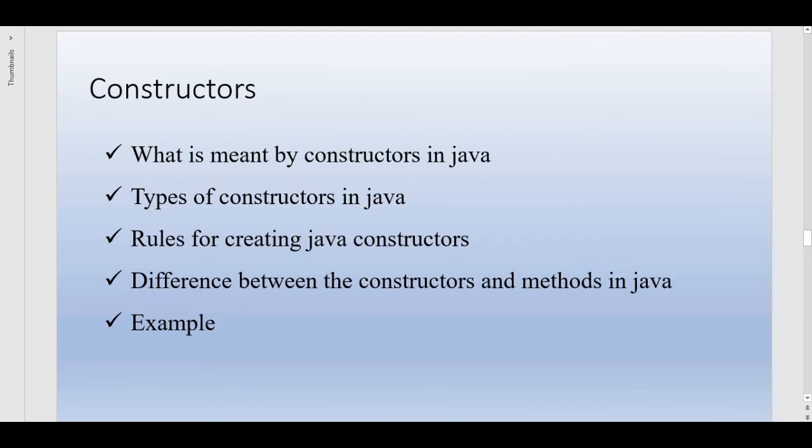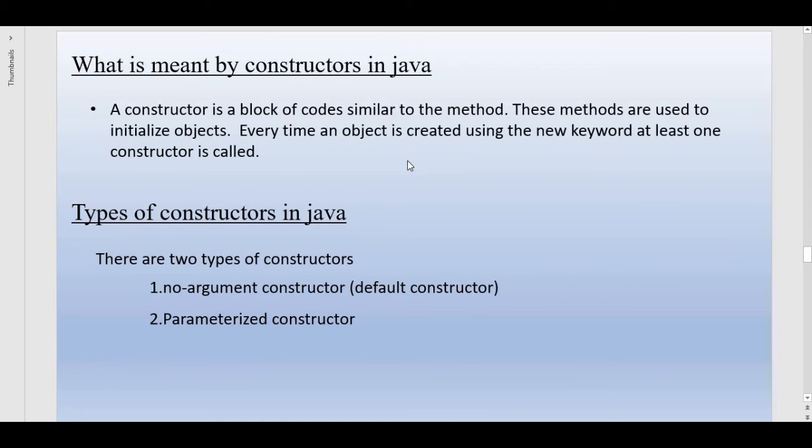Constructors in Java: types of constructors in Java, rules for creating Java constructors, difference between constructors and methods in Java, and also examples. The first one is, what is meant by constructor? A constructor is a block of code similar to a method. Constructors are used to initialize objects. Every time an object is created using the new keyword, at least one constructor is called. This is the definition of the constructor.